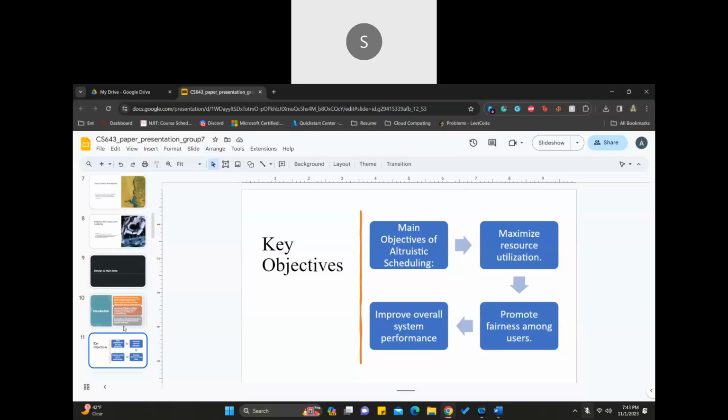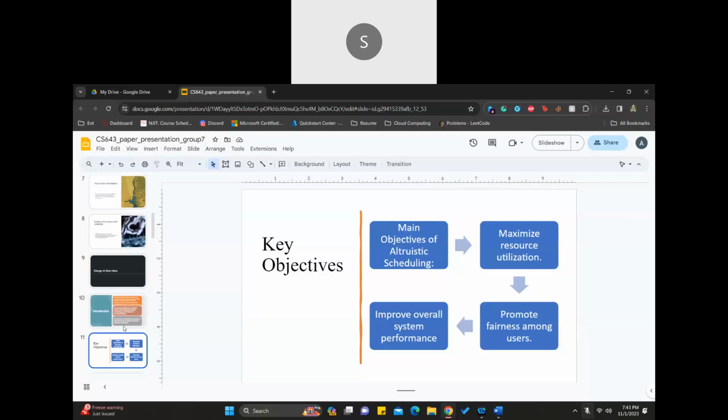One of the primary aims of altruistic scheduling is to make sure that every available resource, whether it's computation power, memory, or any other form of resource, is put to its best use. This not only means that resources are not lying idle, but also that they are allocated in such a way that the potential is maximized. Efficient utilization reduces waste and ensures that tasks are completed in a timely manner.